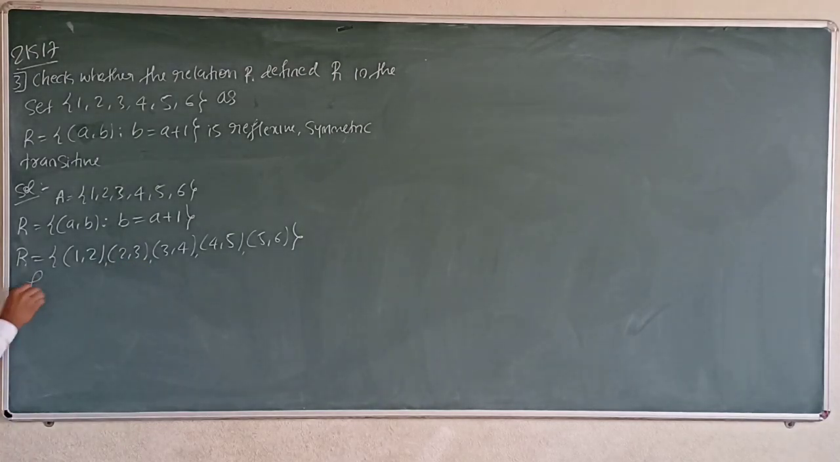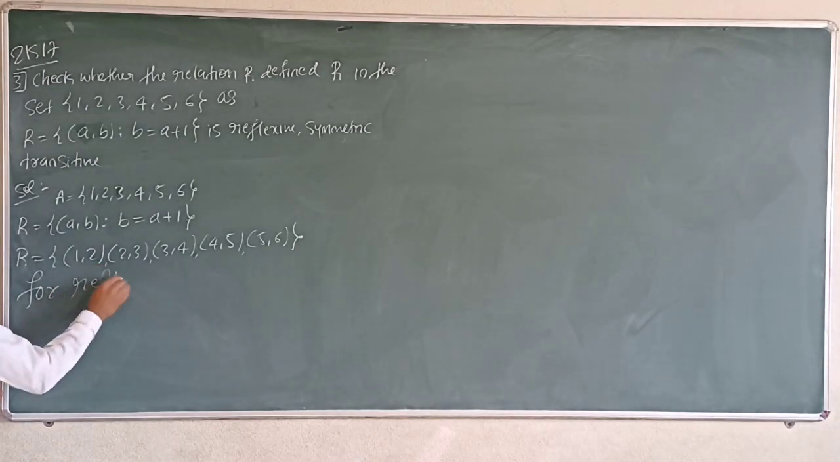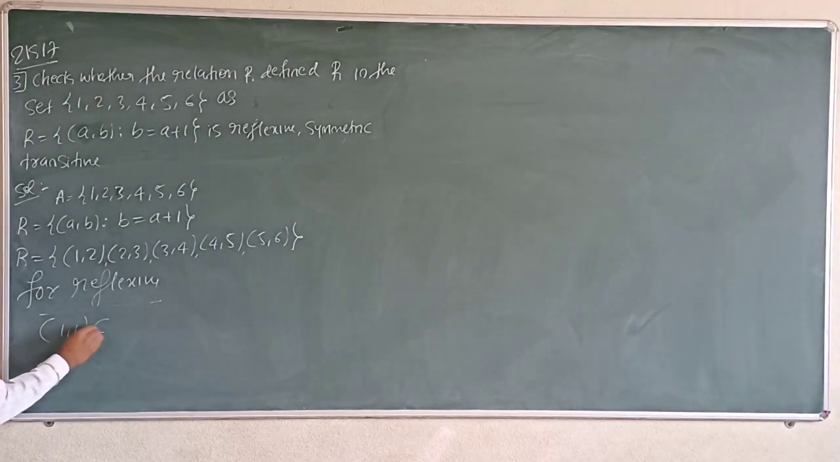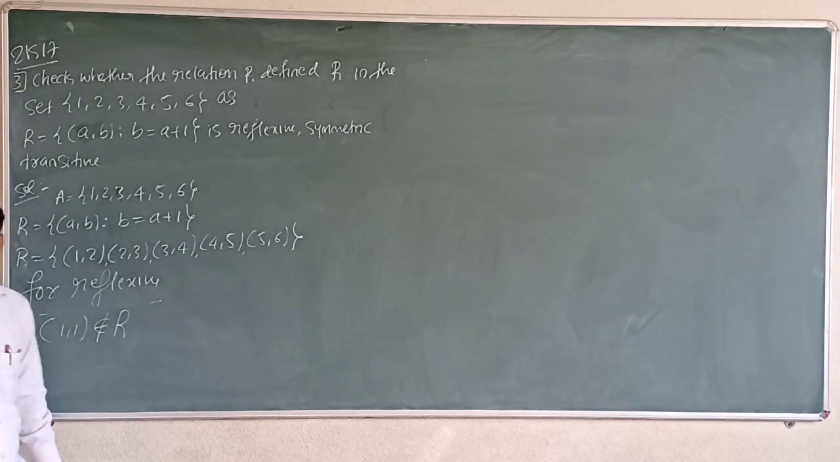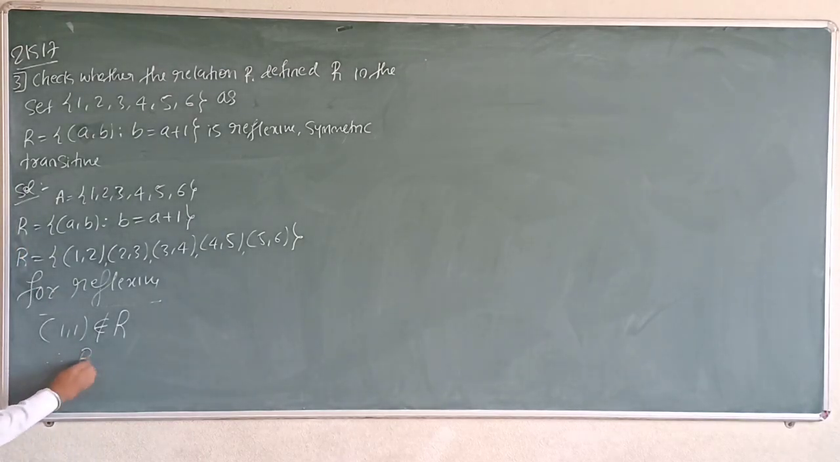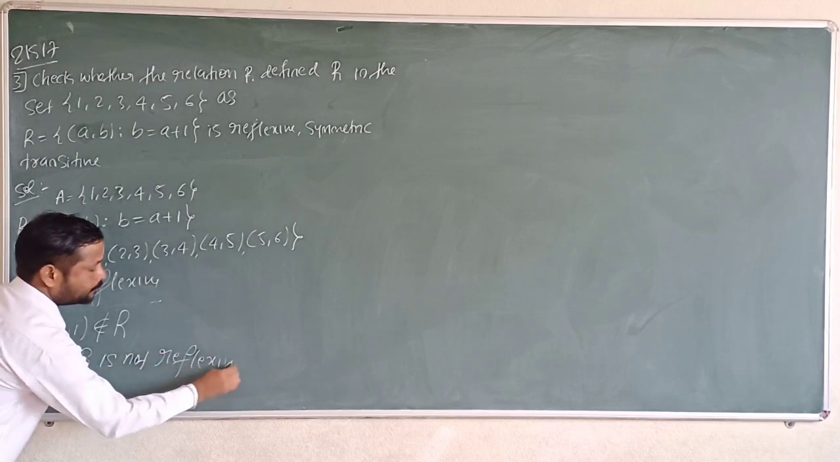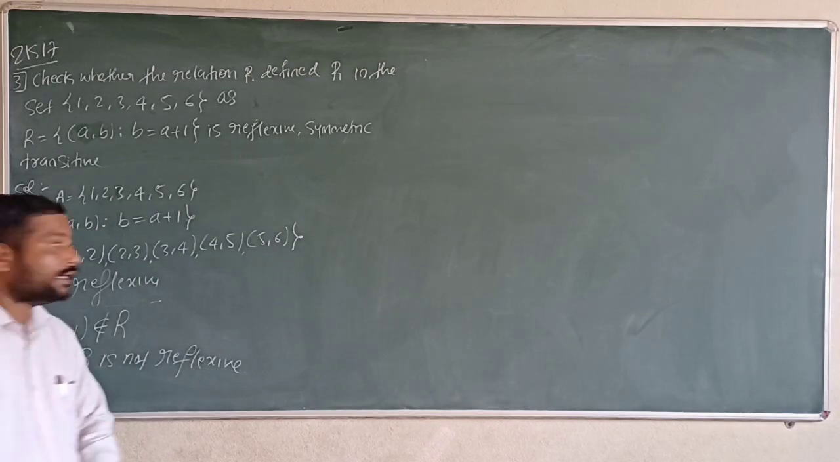Now check it for reflexive. Reflexive means every element is related to itself, the double-edged circle. The set is 1, 2, 3, 4, 5, 6. So 1 comma 1 does not belong to R. Therefore R is not a reflexive relation.